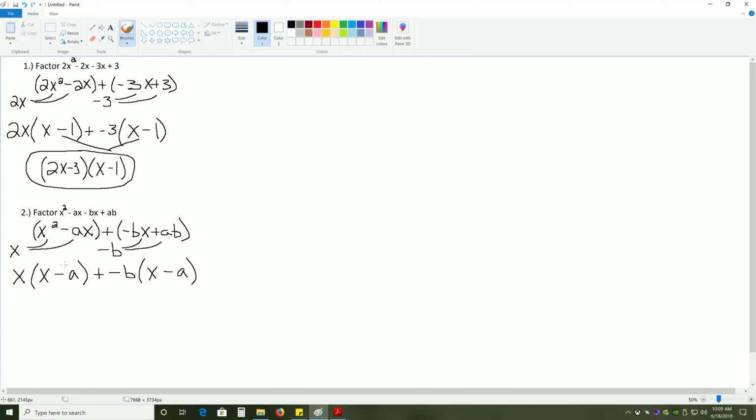Notice we now have matching terms in the parentheses. Once we have that, we can stop factoring and bring one of the terms down, which gives us the quantity of x minus a times the quantity of the terms on the outside being added together. x plus negative b is x minus b. And that is completely factored.